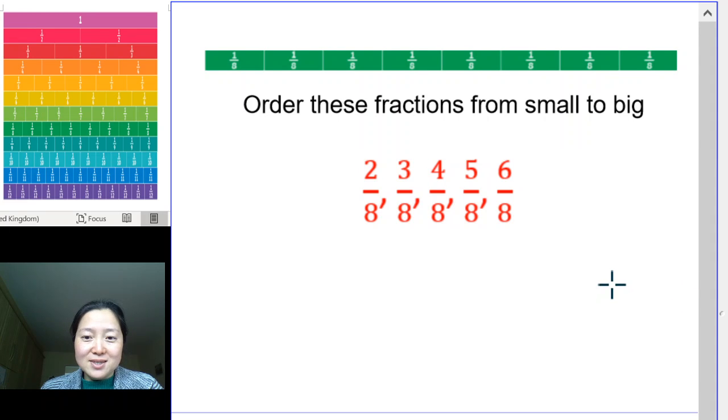Have you got the right answers? I bet you have. These fractions are easy to compare because the denominator, these numbers, are the same. So each of the piece size is the same, and you just need to look at how many pieces this fraction are taking. So obviously 2 is smaller than 3, and smaller than 4, and 5, so on. And it is very easy to do when you have the same denominators. Okay? Now moving on to fractions with different denominators.